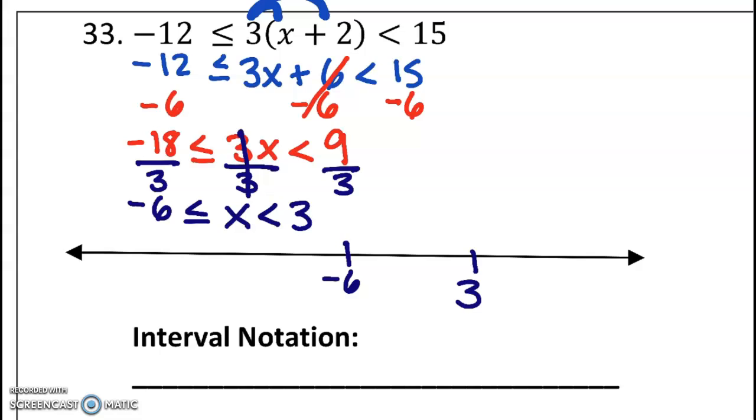Does negative 6 get an open dot or a closed dot? Does 3 get an open dot or a closed dot? Okay. Normally we do things based off of the way the arrows point. However, this one is special because x is in between negative 6 and 3. So we're going to draw our line in between negative 6 and 3.